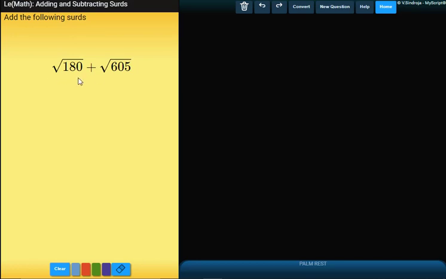Let's actually do a question here. These two surds at the moment you can't add, because they're not the same surd on the inside. But the trouble is this: they may simplify to the same type of surd.